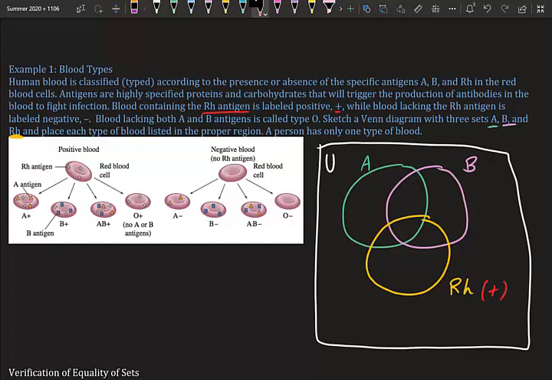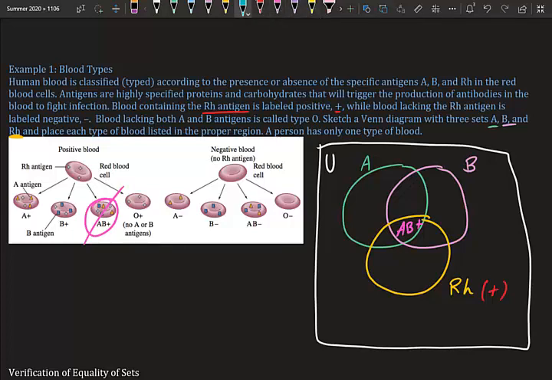All right, when we fill in Venn diagrams, we're going to start from the center and work our way out. Always start from the center, then work your way out. The center is where they all meet, and where they all meet, that's A, B, and positive. So AB positive is what's going to go in the center, because that's in circle A, circle B, and circle Rh, which is positive. Cool. All right, we did that one. Now we're just going to keep going on.